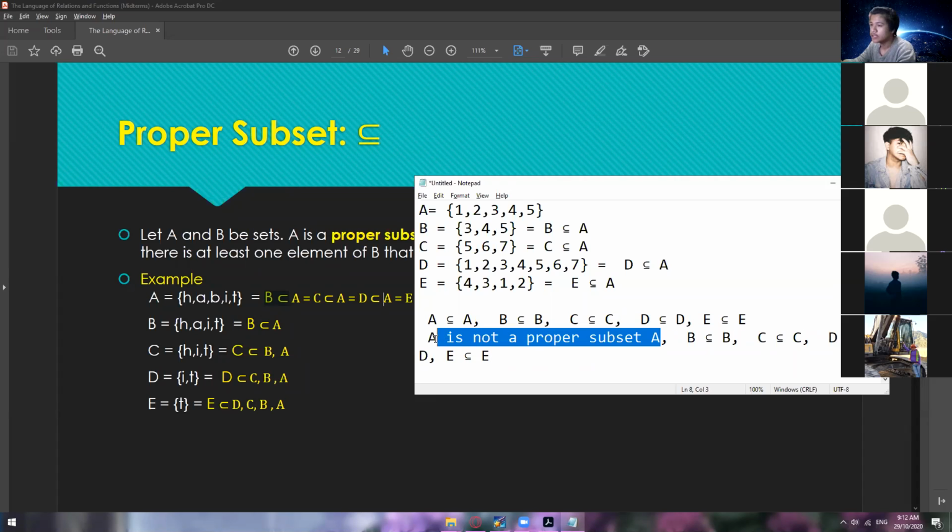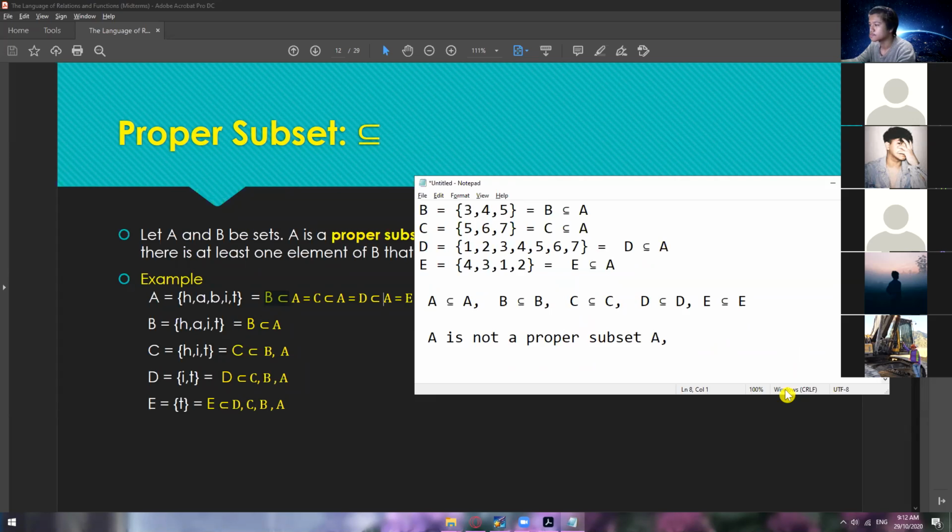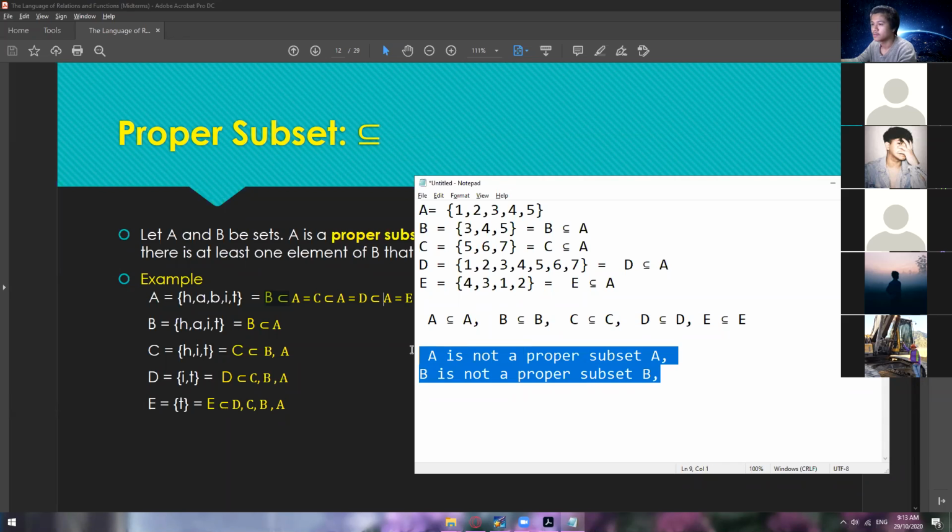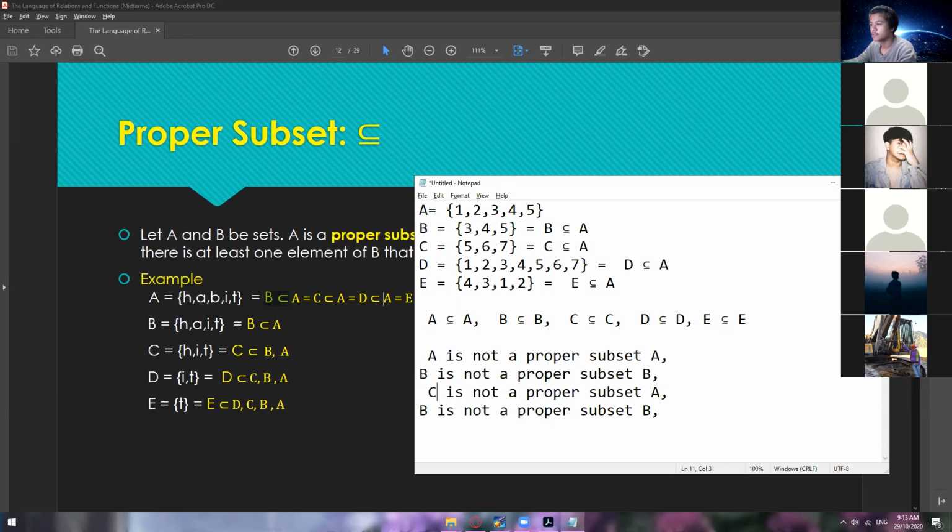Alright. So, dito lang muna tayo mag-base. Galing ko lang to para less confusion. Okay. So, A is not a proper subset of A. B is not a proper subset of B. And then C and D is not a proper subset of itself. And then lastly is E.